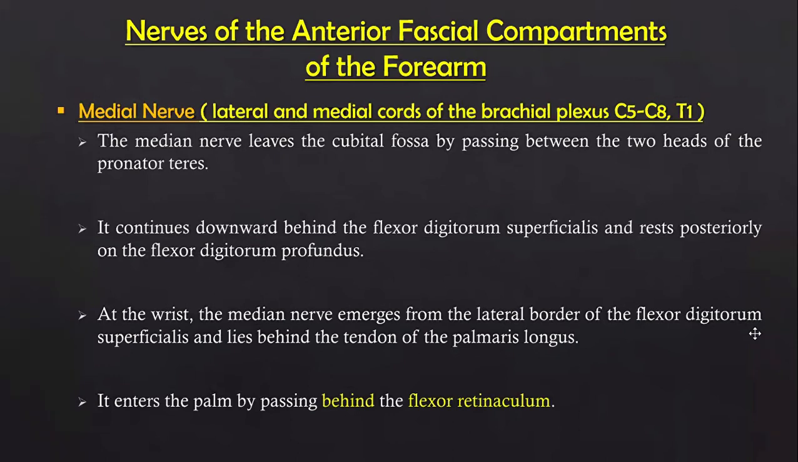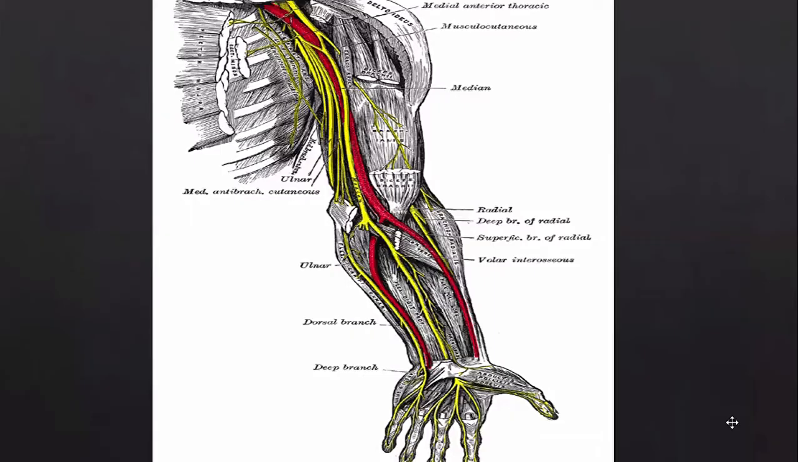It continues downward behind the flexor digitorum superficialis and rests posteriorly on the flexor digitorum profundus. At the wrist, the median nerve emerges from the lateral border of the flexor digitorum superficialis and lies behind the tendon of the palmaris longus. The median nerve enters the palm by passing behind the flexor retinaculum. So this is the median nerve.